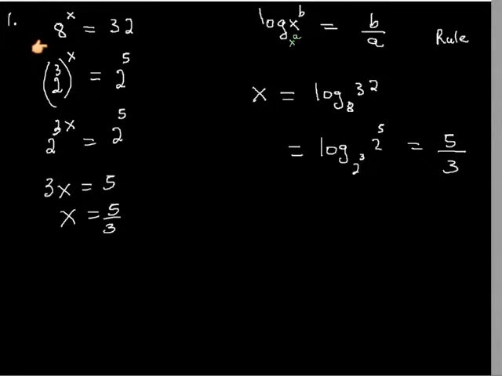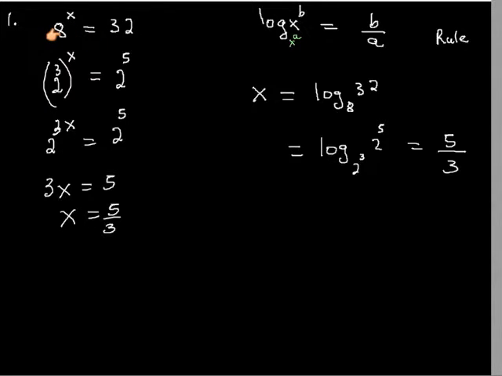I have a problem here where I want to show you two different methods of doing it. The problem is 8 to the power x is equal to 32. Now, I could go ahead and think of a base 8 number that can be 32. I cannot think of a base 8 number, because 8 to the power 1 is 8 and 8 to the power 2 is certainly not 32.